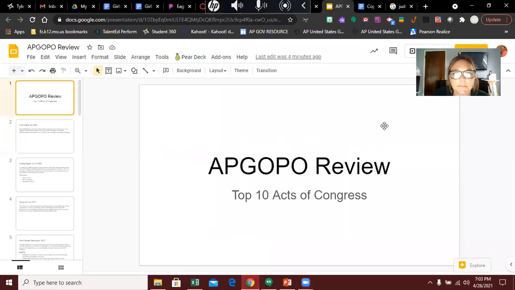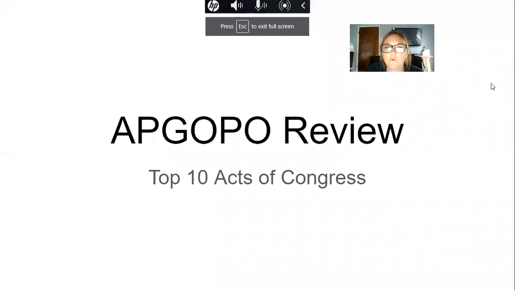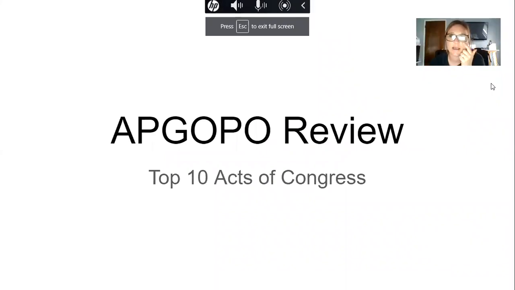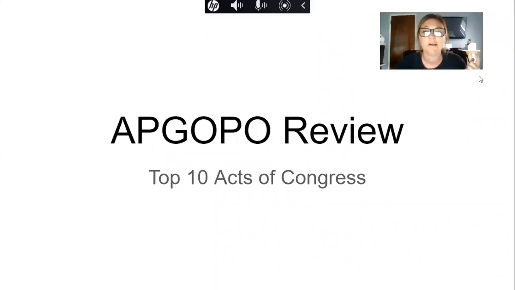Okay, I'm gonna pull this up here. For tonight's session, I am gonna go over, in the very back of your packet, starting on page 35, the top 10 acts of Congress. And then immediately following that, there should be a this versus that section. I'm going to go through the first 10 of those tonight as well.